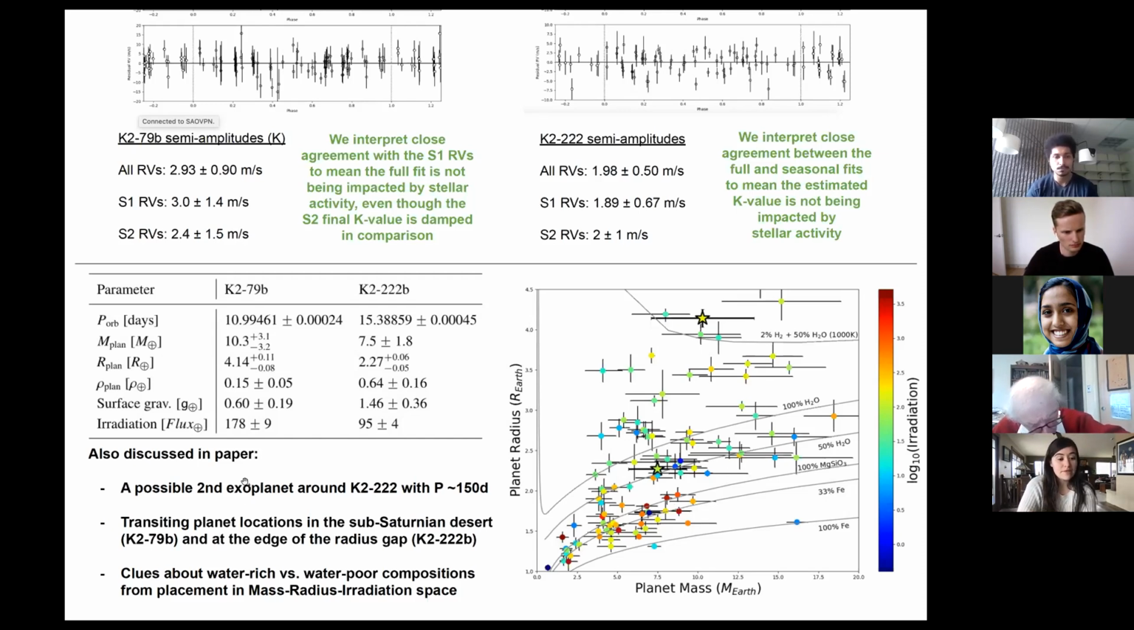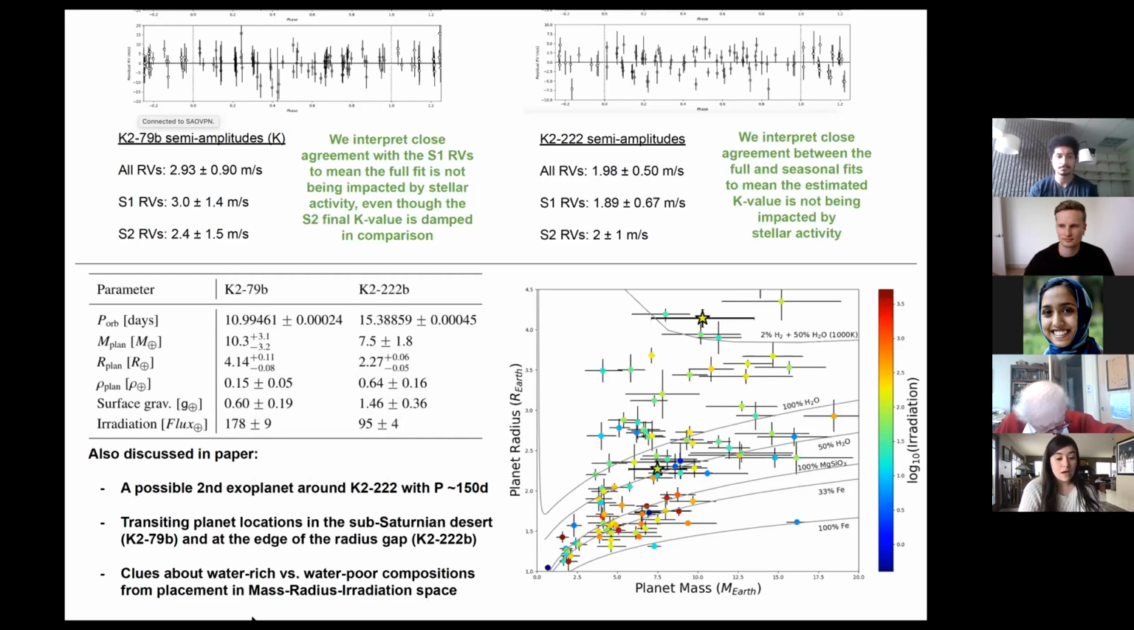And then something else that's really interesting about these planets is that we actually see a possible second exoplanet signal in the K2-222 RVs with a period of about 150 days. And this signal is just whopping. So please read the paper when it comes out if you're curious about that. My inclination is to believe that this is a planet, but I think it's better to always be a skeptic. And we have some phase gaps in there. So I'm really going to push to keep observing this K2-222.